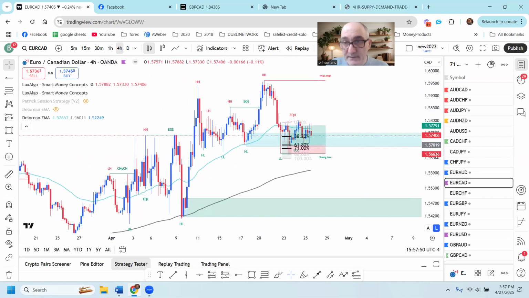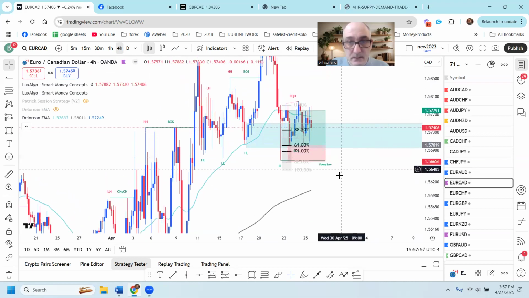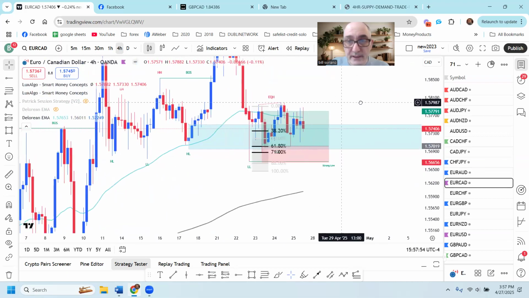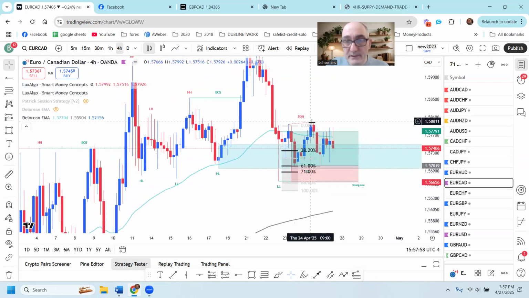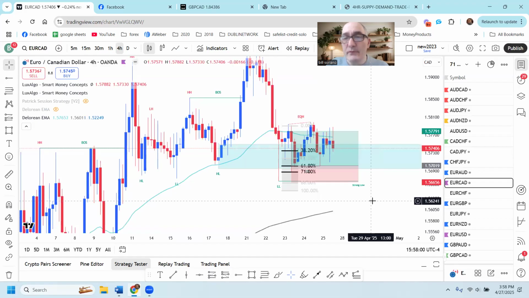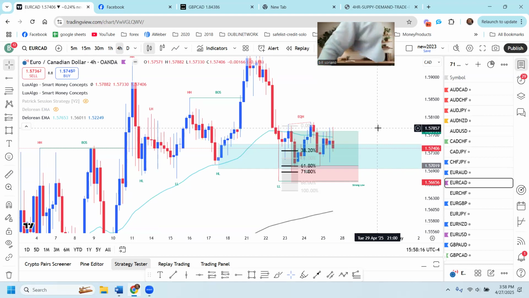EUR-CAD, this was a trade from last week where I believe we were able to get out of this trade with a 1% win, and then the other half of the trade broke even. I still have the flag on it here, but this was a trade from last week. So if you watch the weekly recap, you'll see that analysis.